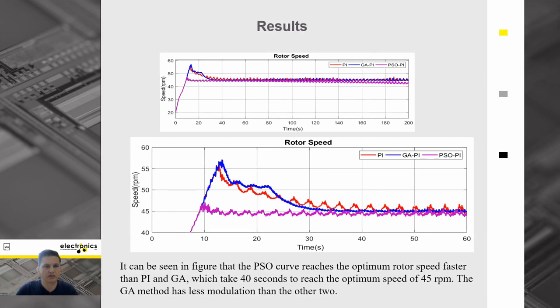And finally, results. It can be seen in the figure that the PSO curve reaches the optimum rotor speed faster than PI and the genetic algorithm. PI and the genetic algorithm take 40 seconds to reach the optimum speed of 45 RPM. The genetic algorithm method has less modulation, as shown in the figure, than the other two.